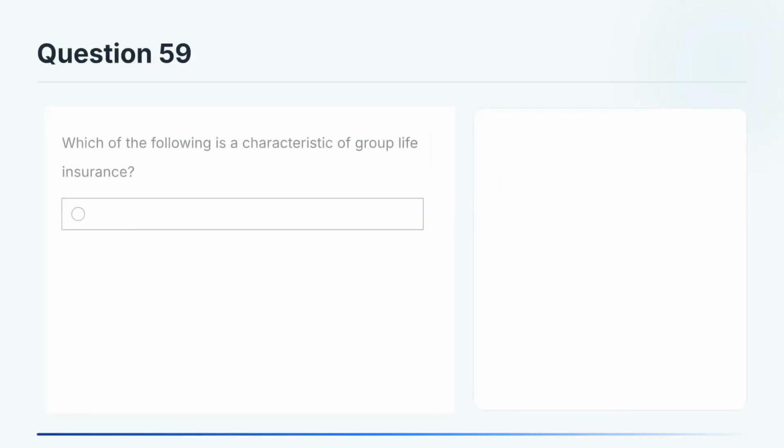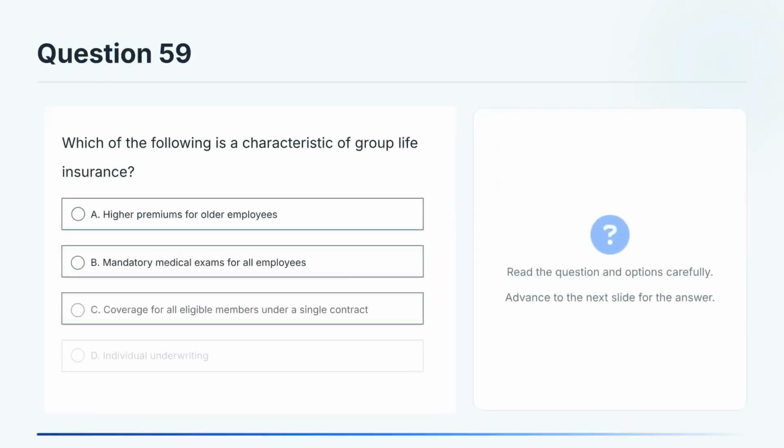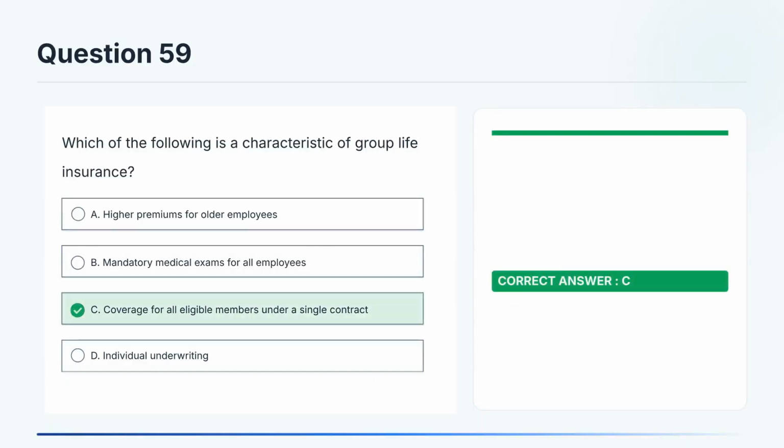Question 59. Which of the following is a characteristic of group life insurance? A. Higher premiums for older employees. B. Mandatory medical exams for all employees. C. Coverage for all eligible members under a single contract. D. Individual underwriting. The correct answer is C. Coverage for all eligible members under a single contract.